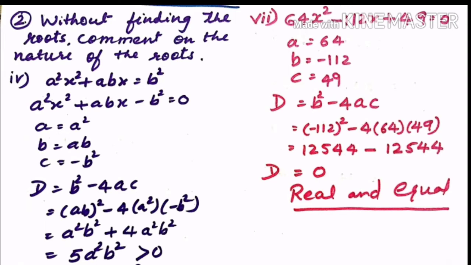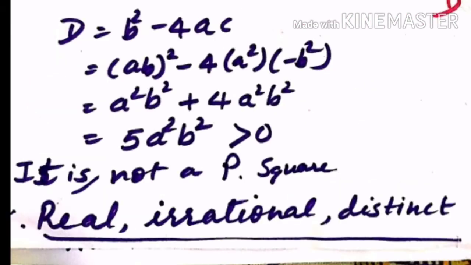The coefficient of a square b square is not a perfect square, and it is positive. So according to that we can say that it is not a perfect square. If it were 4a square b square, then we could say it is a perfect square. But here it is 5a square b square, which is not a perfect square. So our roots will be real, irrational and distinct.